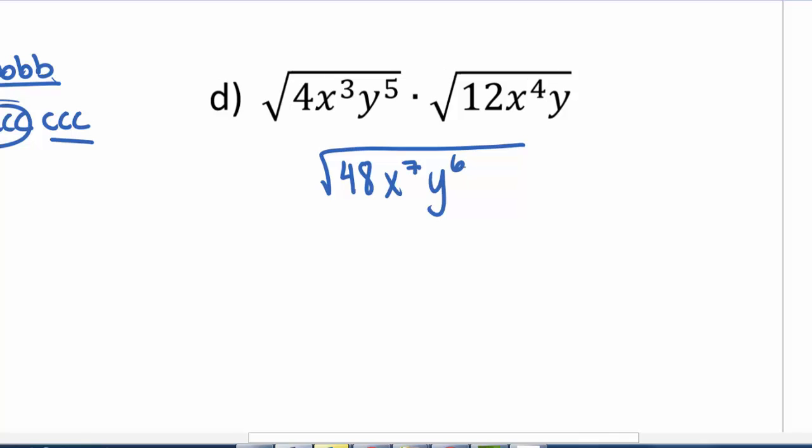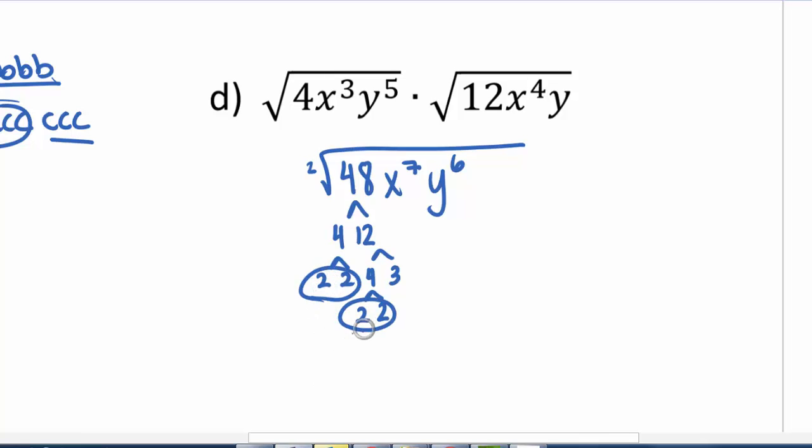Okay, once you multiply them, you can actually reduce the radical. And this is a square root, so we're going to look for pairs. So 48, well, I already know it's 4 times 12, but you might want to do some more math and find something else, whatever makes you happy. And 12 is 4 times 3, and 4 is 2 times 2. So I have 2 pairs of 2's.